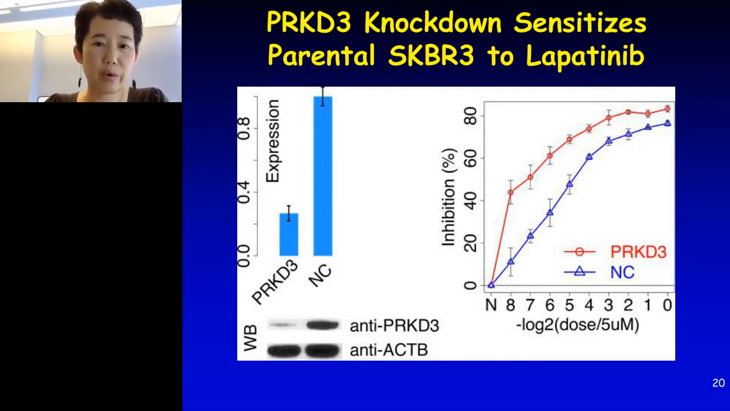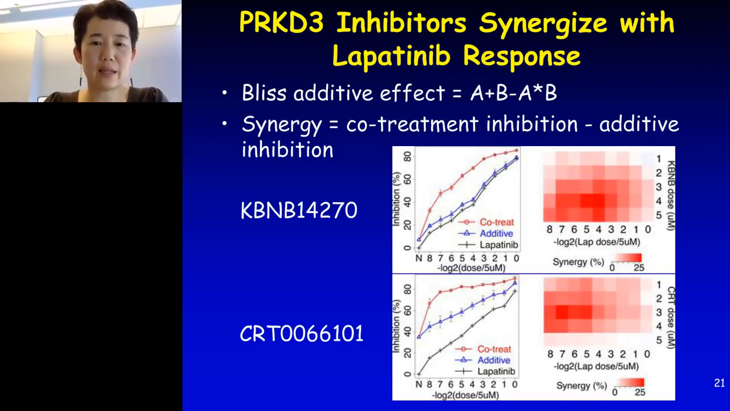So we first want to do a genetic test to make sure that if we knock down PRKD3 using RNAi, indeed, on the left side, we can see we can knock down PRKD3, and also on the SKBR3 cell lines with the HER2 amplification, the cells indeed will be more sensitive to lapatinib. So genetically, we can validate this. Now we test the inhibitors.